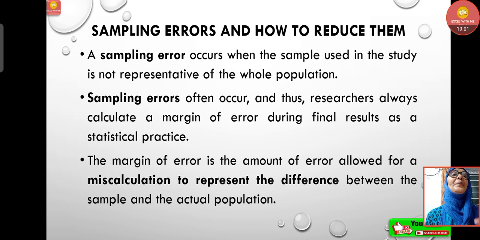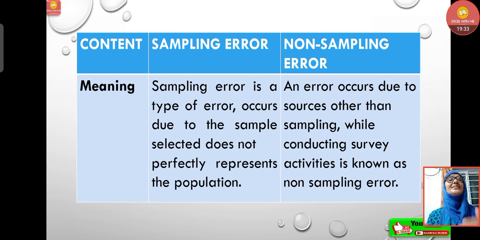Now, what are the sampling errors and how to reduce them? Let's understand quickly. A sampling error occurs when the sample used in the study is not representative of the whole population. Sampling errors often occur, and thus researchers always calculate a margin of error during final results as a statistical practice. Now, the margin of error is the amount of error allowed for a miscalculation to represent the difference between the sample and the actual population.